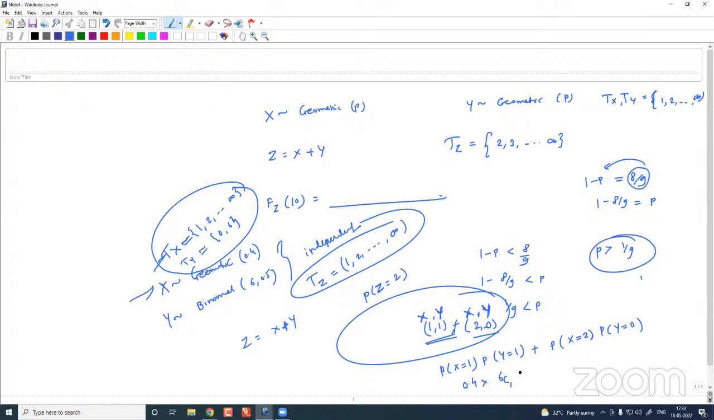6C1 binomial, right? Yes, nC1. And what is the probability for x equals 2? 1 minus p, to the power. Correct? Yes, sir. This is the answer. Yes, sir. Thank you so much, sir.